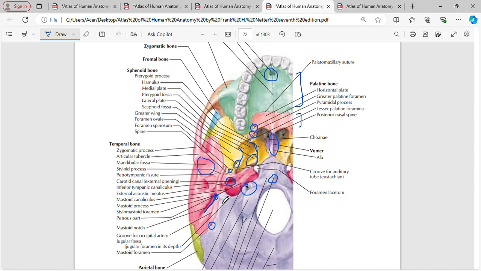In the next video, we'll be discussing the base of the skull, the anterior cranial fossa, middle, and posterior cranial fossa, and the different contents, what the different foramens are going to allow to pass through the actual skull, and it will be a very interesting video.